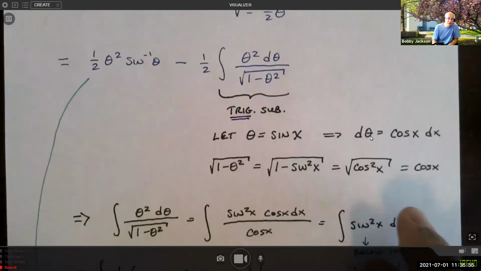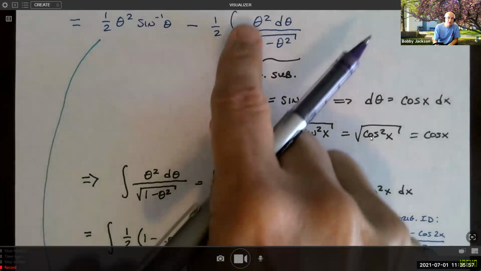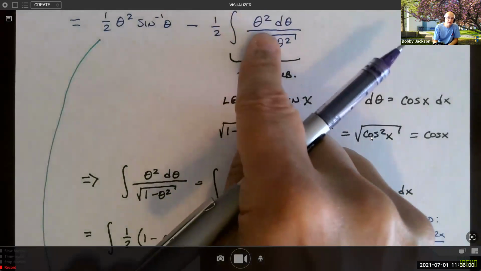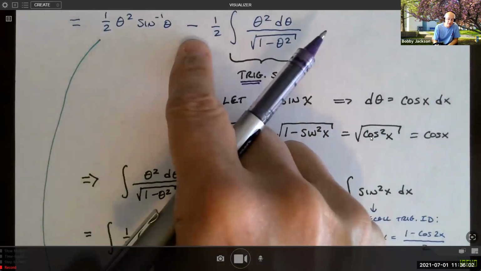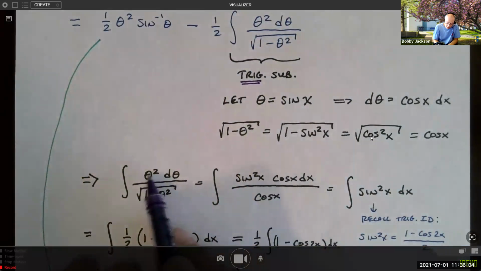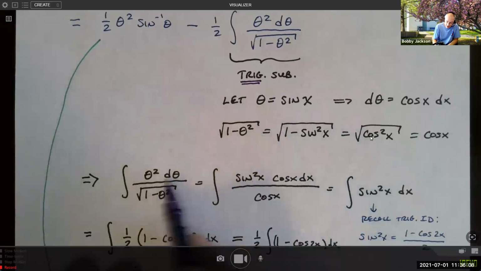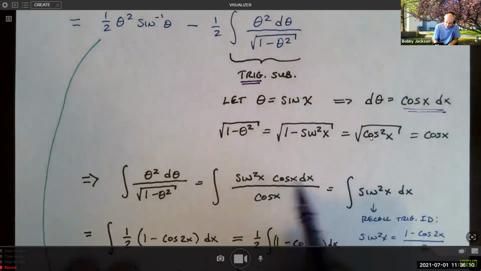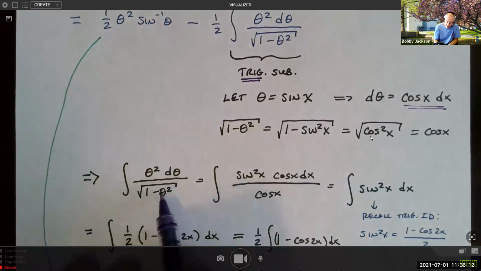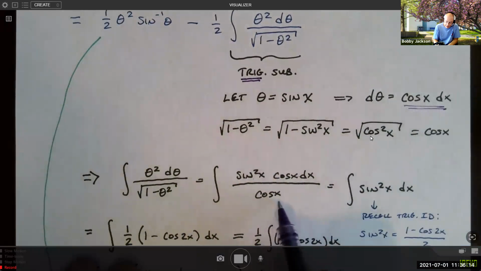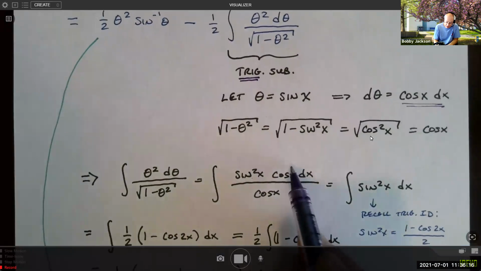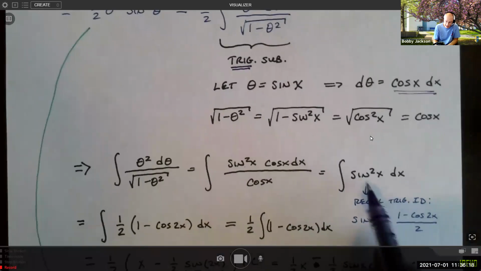So now I've substituted in. I'm just going to look at this integral here and then evaluate it, and then I'll plug it back into all of this. So here we have theta squared is sine squared x. d theta was what? Cosine x dx. And then the square root of 1 minus theta squared is cosine of x. Okay. Simplify, obviously the cosines cancel. I'm just left with sine squared x.